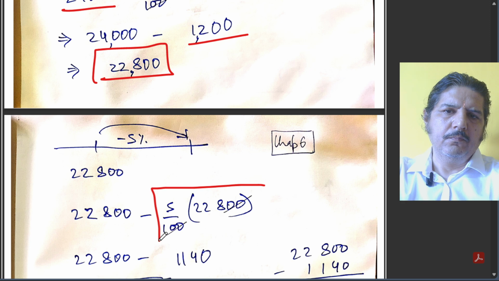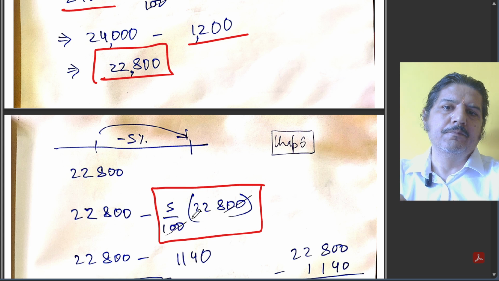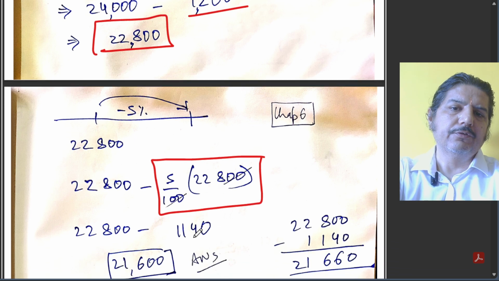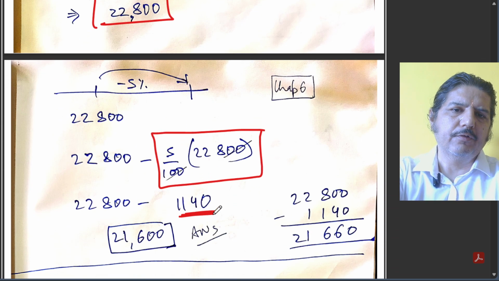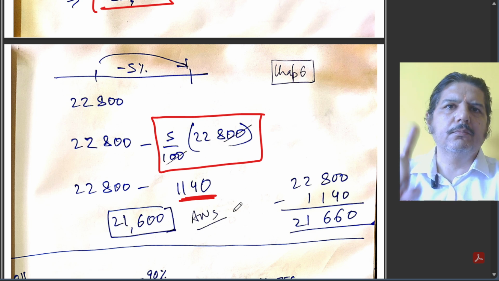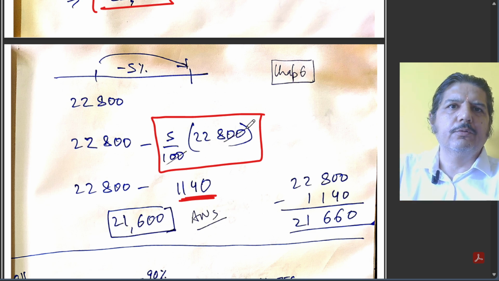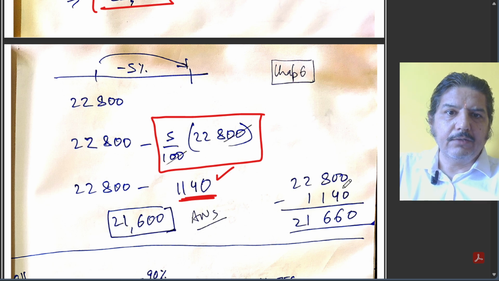And because this is depreciation, I am decreasing. I am subtracting. So 5% of 22,800 is 1,140. So from 22,800, I have to minus 1,140. There seems to be some calculation error. You can let me know in the comment section. So 22,800 minus 1,140.